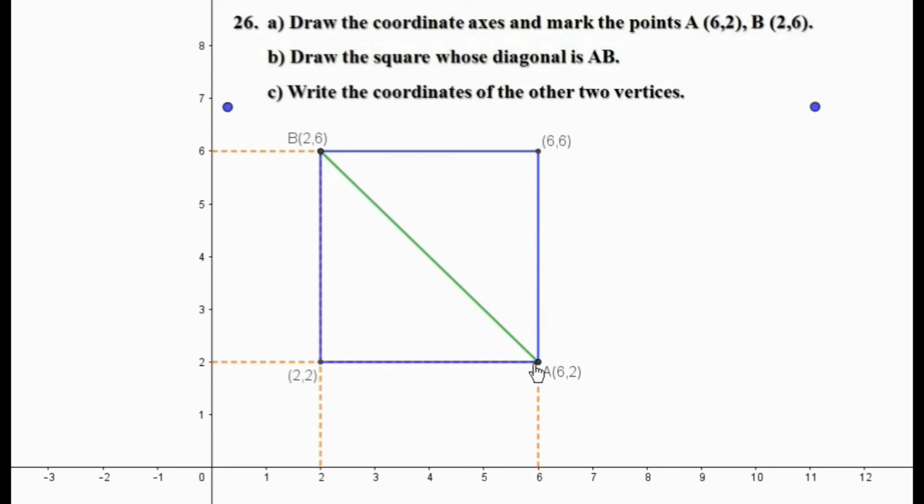The x-coordinate of every point on this line is 6 and the y-coordinate of every point on this line is 6. So the coordinates of this point are (6, 6). Similarly, the x-coordinate of every point on this line is 2 and the y-coordinate of every point on this line is 2. Therefore, the coordinates of this point are (2, 2).